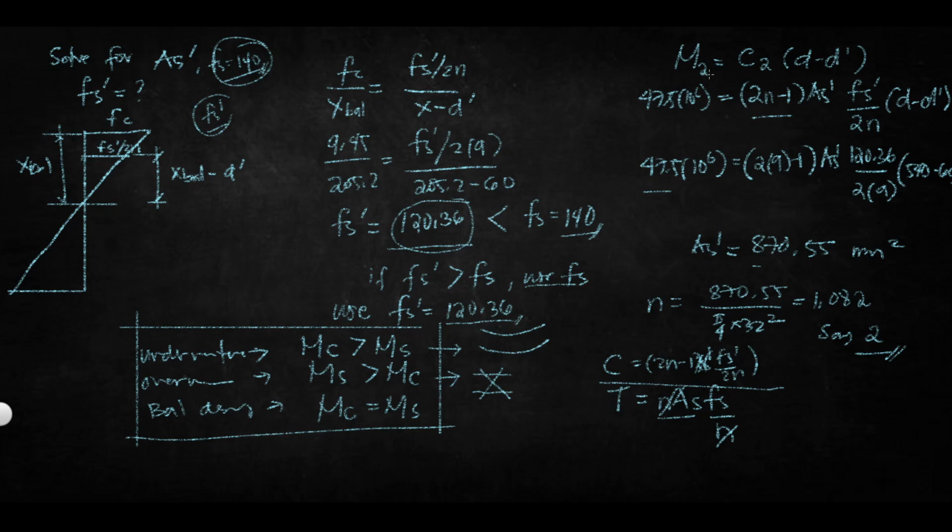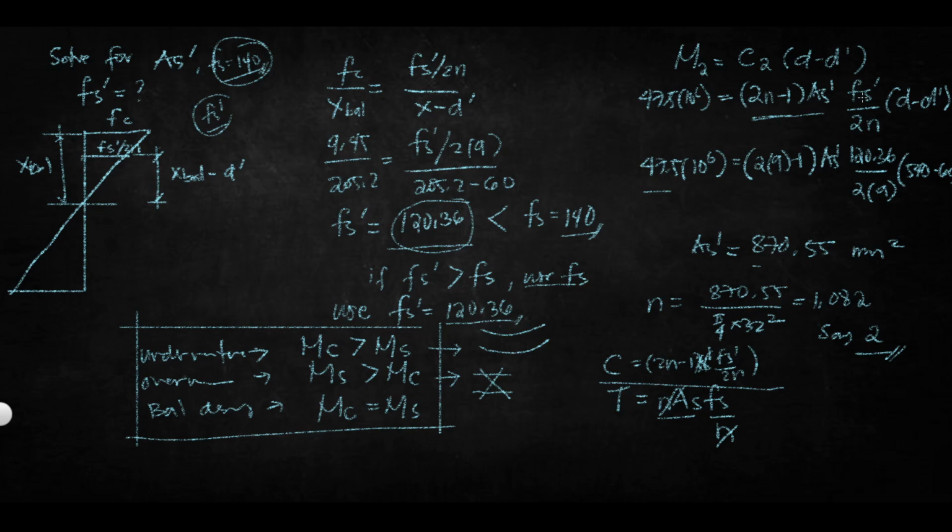Alright, so yung M2 natin, yan po yung kinuha natin na excess kanina, yan yung moment ikakarga ng additional tension steel and additional compression steel. Okay, so lagyan natin lahat ng value. So yung C2 natin is basically, we have this formula, 2n minus 1 times As prime. Ito po yung transform area, tama? Times stress. So ang stress natin, based on our strain diagram or stress diagram, is Fs prime over 2n times the moment arm d minus d prime.